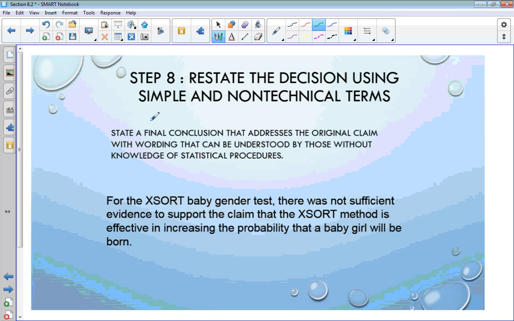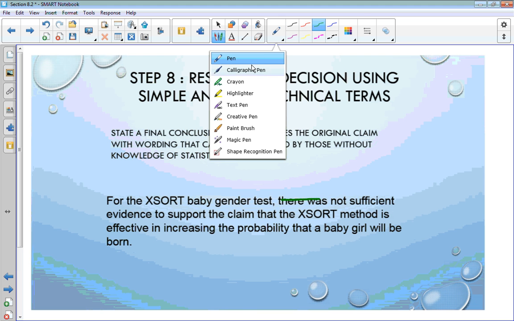Remember, we are not testing that it's true. We are testing to see if we can reject the null hypothesis. And you have to keep that in mind. For this particular example, we were going to say that there was not, well, I meant that to be a highlighter, sorry about that.